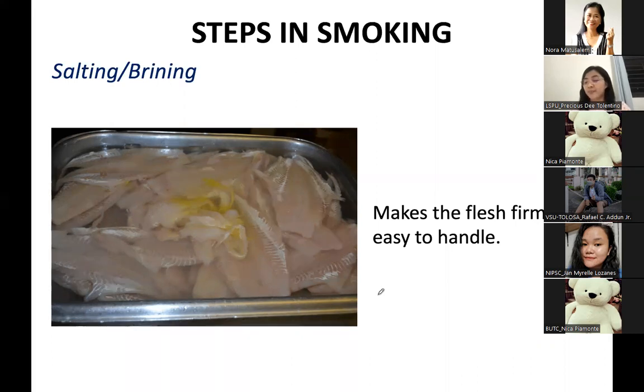Yan yung ginagawa, di ba? Tandaan ninyo. O sige nga, tanong muna ako sa mga students. Nakagawa na ba kayo ng smoking sa school? Yes or no?